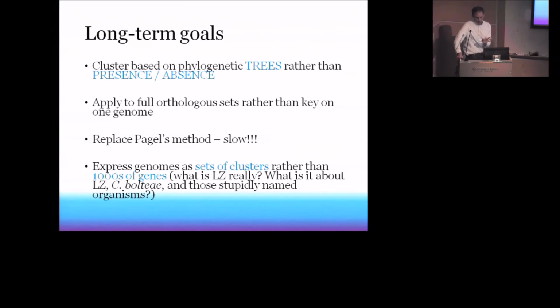Just taking it back to the original motivation, I've shown you that we can take Lachnozilla and subdivide it as sets of clusters. What I'm hoping we can get from the next step is some idea of what is Lachnozilla. Once we start building clusters that include stuff that's not Lachnozilla, we can try to tell the story of here's what it has, here's what it doesn't have. Maybe that can tell us something about its ecological role. What is it about Lachnozilla, Clostridium boltiae, and those awfully named organisms that makes them group together in the flagellar trees? I don't know, but it's probably something interesting.